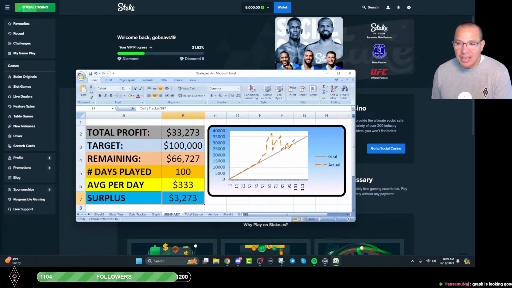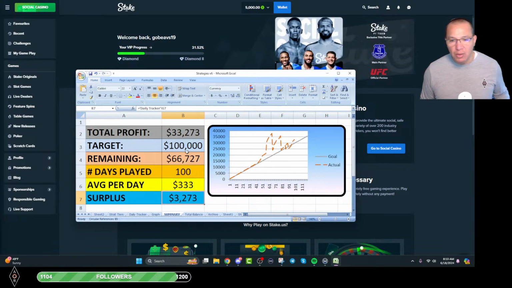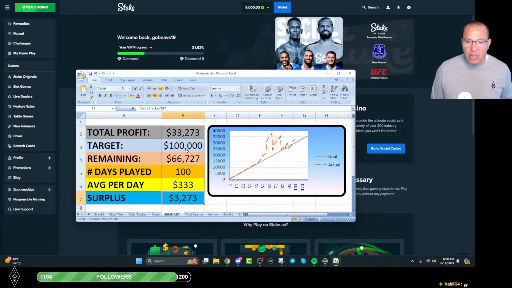Check this out. Look at this orange arrow. That's where we want it to go. It's going where we want it to go. Total profit, $33,273. Remember, if you're new here, we're hitting $100,000 in 365 days or less. It's going to be less. We have a 333 average. Now that average is including Centennial Day today, surplus of 3,273.